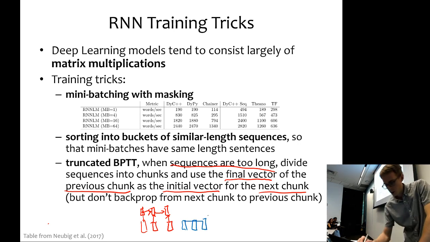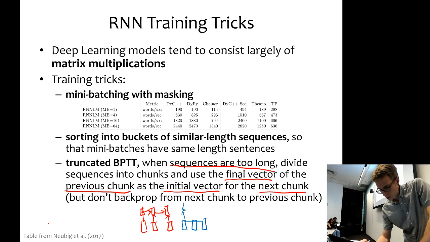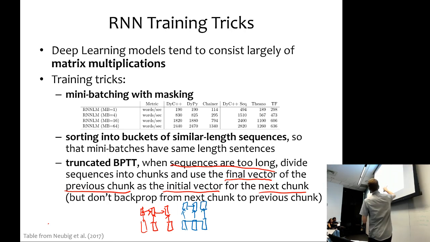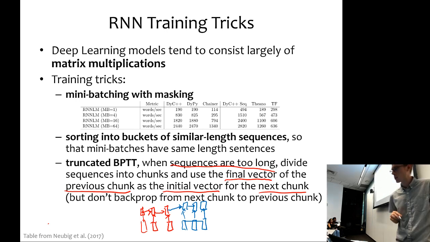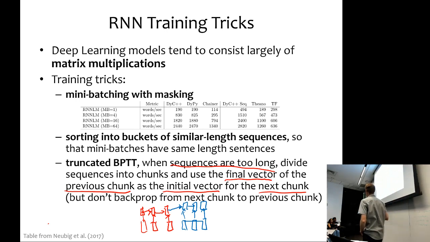We could just start over from scratch and build a completely distinct RNN here. Or we could take the last vector from the previous chunk and feed it in as the initial vector for this one. Okay. So now you should be asking yourself, how does this solve anything? Doesn't this just mean that we're back to a situation where we need to fit the whole thing in memory?